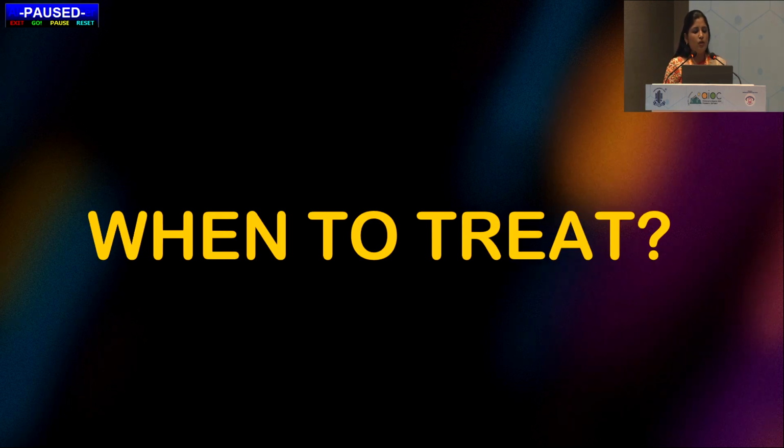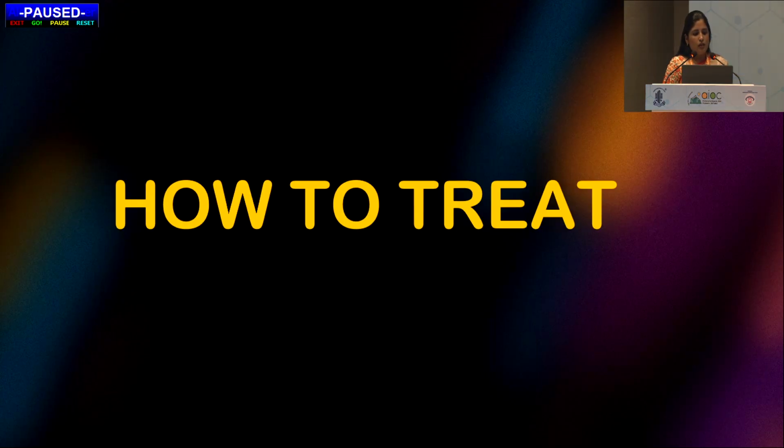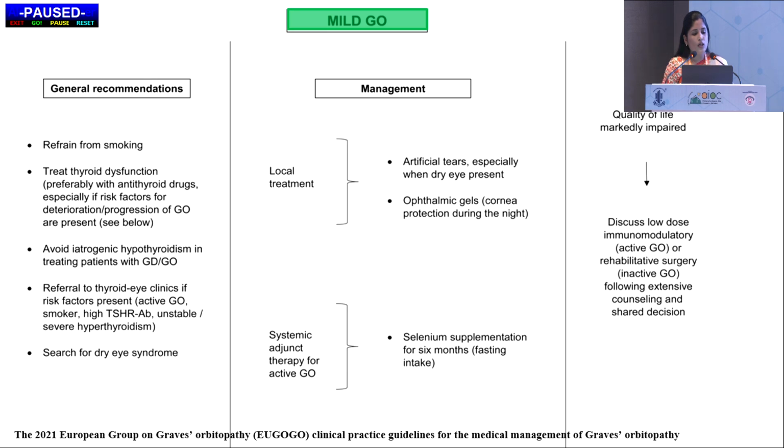So now you know the activity and severity. So now it becomes pertinent to know when to treat the disease. So logically, sight-threatening disease would require urgent treatment. However, mild disease would require optional treatment. Now that we know when to treat, how to treat becomes the next question. So the 2021 EUGOGO clinical practice guidelines has given clear-cut guidelines on how to manage the mild disease. In mild disease, it is mainly supportive treatment in the form of artificial tears and also selenium supplementation.